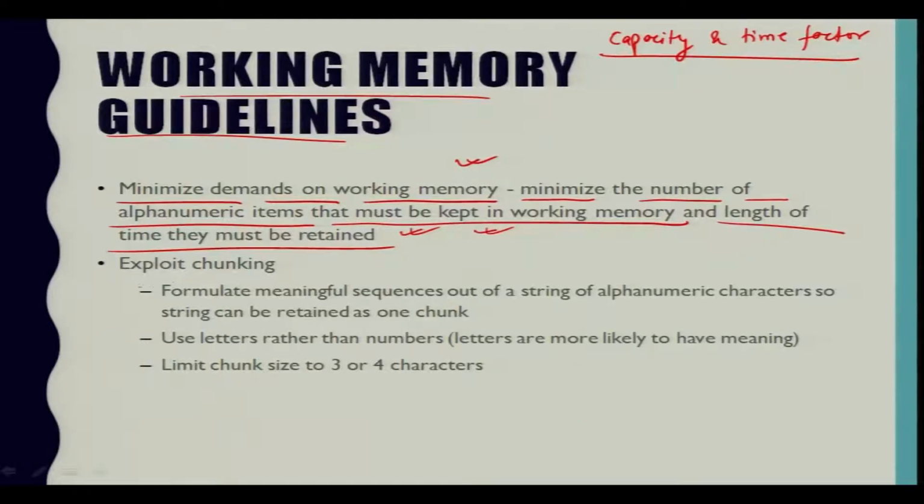Another guideline is to exploit chunking. Working memory is limited to processing about 7 chunks of information at one time. A chunk is one piece of information that has some meaning, so it is not limited to a single digit or character. Given the way working memory manages chunks, there are several ways in which chunking can be used.